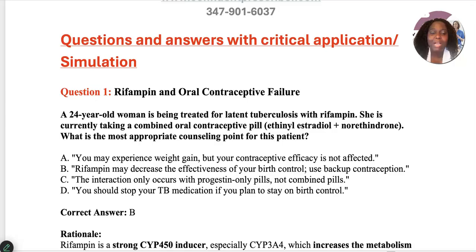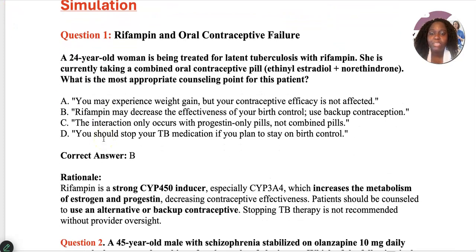All right, so let's take a look at these questions and answers and see how we can apply it. So let's take a look at rifampin and oral contraceptive failure, for example. What will make it fail? So let's take a scenario with a vignette of a 24-year-old woman who is being treated for latent tuberculosis with rifampin. She is currently taking a combined oral contraceptive pill, ethinyl estradiol plus norethindrone. What is the most appropriate counseling point for this patient?